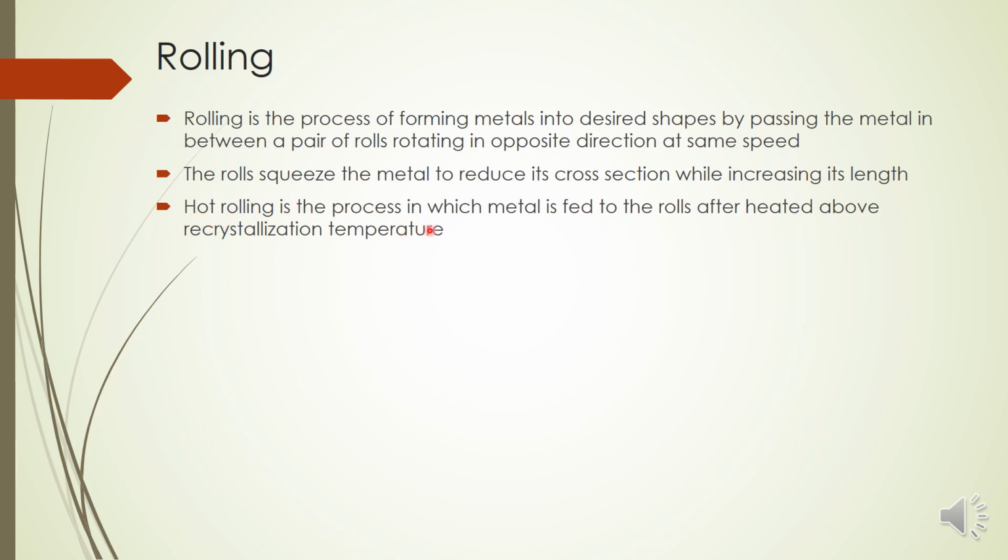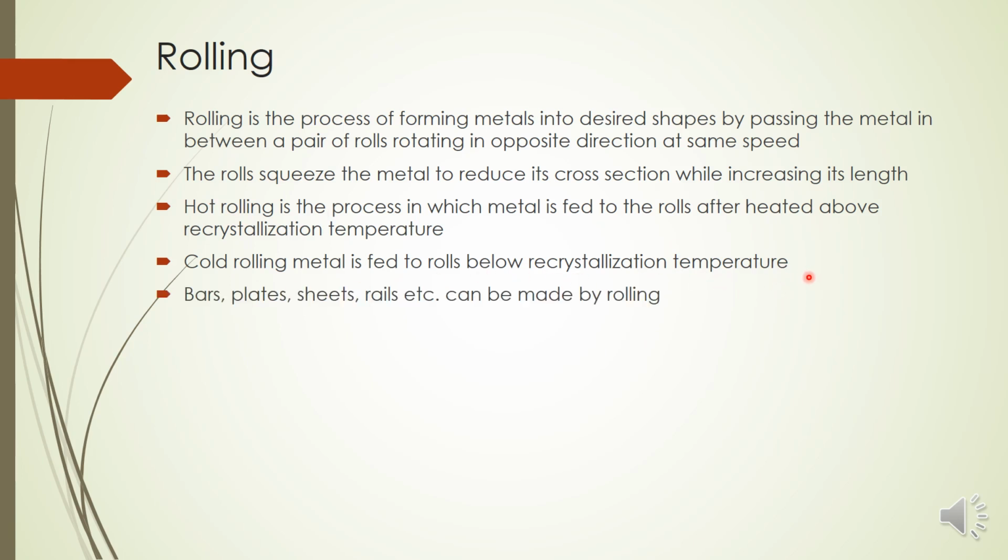In hot rolling, the metal will be fed into the rolls and heated above the recrystallization temperature. The recrystallization temperature will be below the melting point, but we require some temperature in hot rolling. But in cold rolling, it will be below the recrystallization temperature, or mostly at room temperature. Bars, plates, sheets, rails, etc. can be made by rolling.